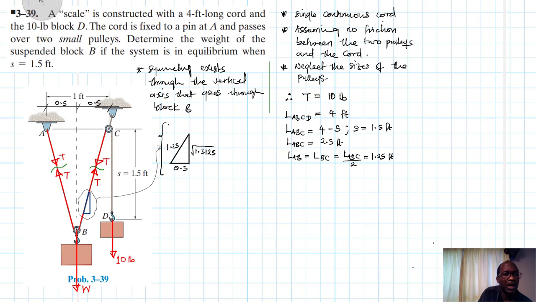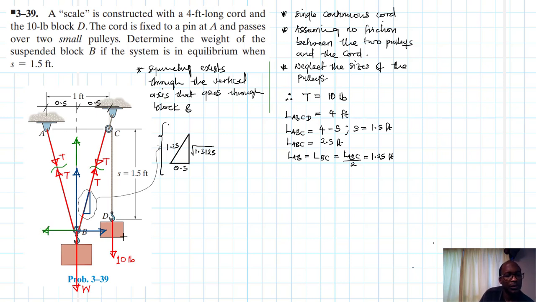Okay, so once we have that, then we can now indicate our components. So we are going to have one component like so in this direction and another component like so in that direction. Okay, then we'll have another one in that direction and another one in that direction like so.